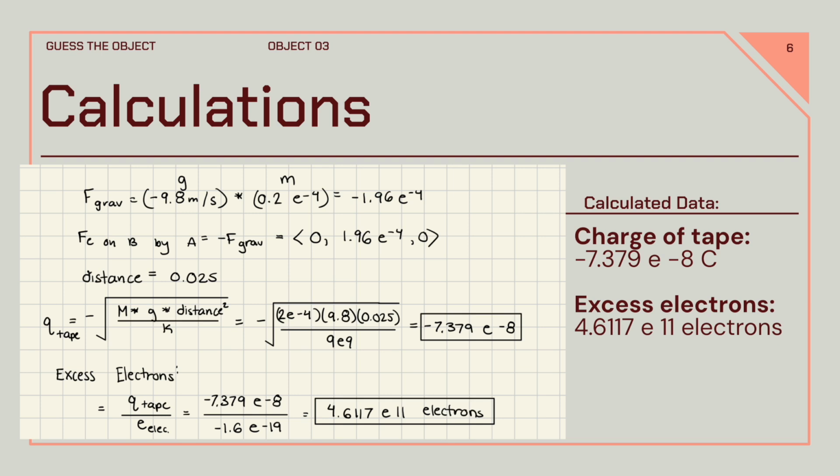Finally, we solved for the excess of electrons by dividing the charge of the tape by the charge of the electron, and ended up with 4.6117 e 11 electrons in excess on the charged tape.